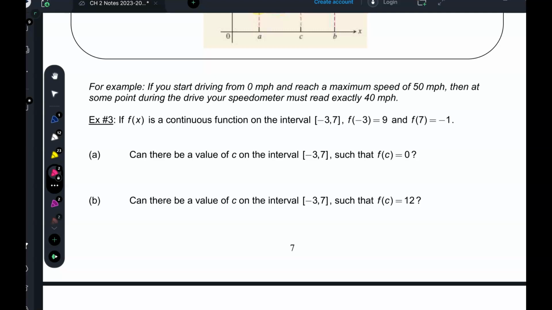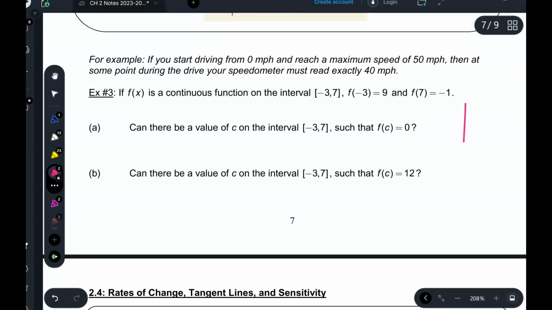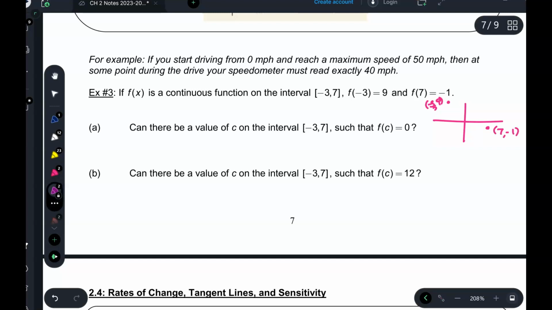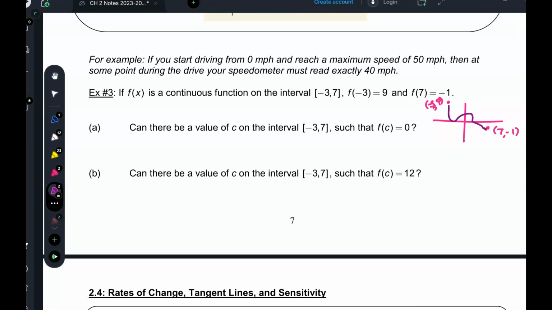If f of -3 is 9, think about if you graphed this. Here's -3, 9, and 7, -1. I don't know what's going on with this graph. I just know those are my two endpoints. It could go up and down, but at some point it has to cross. It has to be equal to 0. You can't go from a positive value to a negative value without crossing 0. So, yes.